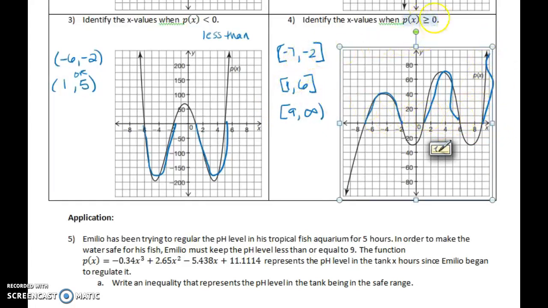So when it's equal to, you get brackets. When it's not equal to, everything is parentheses. Infinity is always a parenthesis. So this was just a review of everything that we've covered this chapter, sort of a general sense. Make sure that you look at the review, ask your teacher questions, but this just kind of gives you an example of all the things that we've covered.